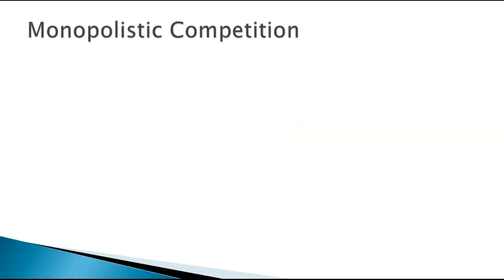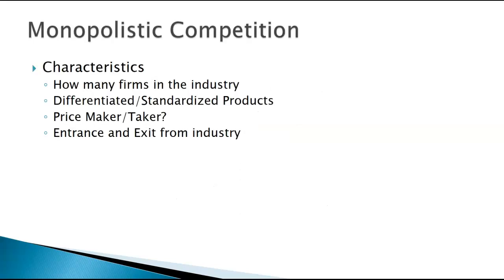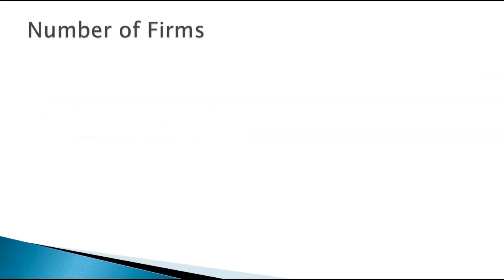Otherwise, here we go. So monopolistic competition. A couple characteristics we want to get into. The number of firms in the industry. Are products differentiated or standardized? Are they price makers or takers? And can they enter or exit the industry in the long run? That's the long run for that last bullet point. So really quickly, because this has definitely been talked about before, one, number of firms.